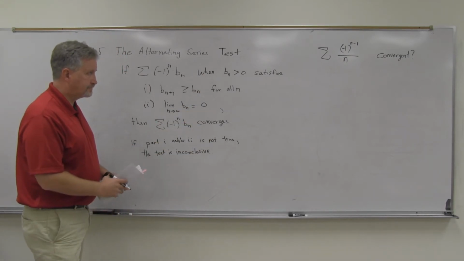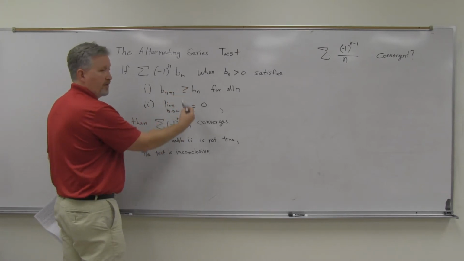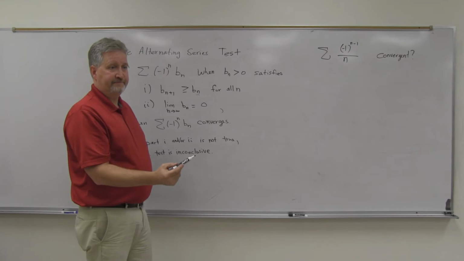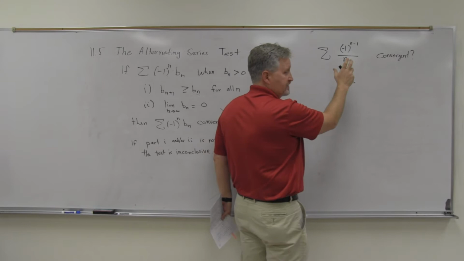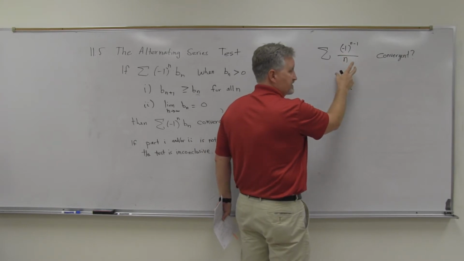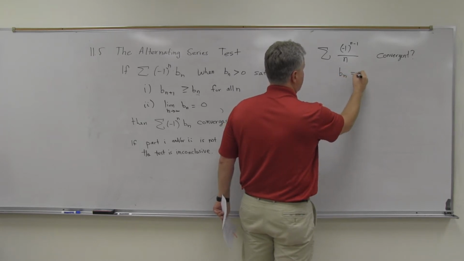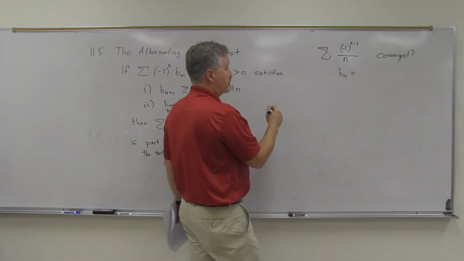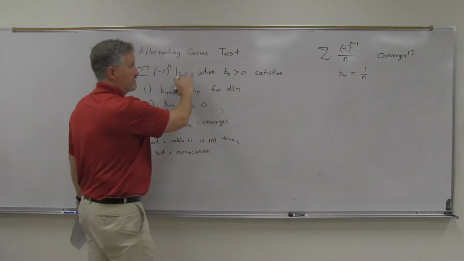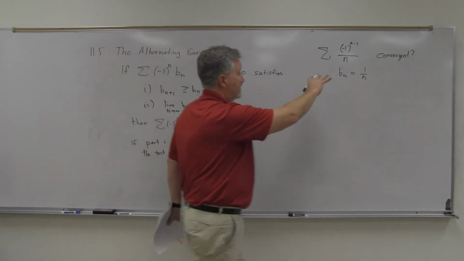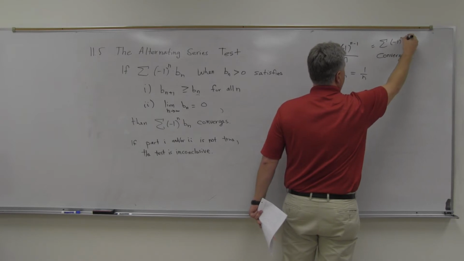Now, first of all, both part 1 and part 2 depend on b sub n. So we need to establish what b sub n is here, and sometimes it's more obvious than others. What is my b sub n here? 1 over n. b sub n is 1 over n, isn't it? I mean, it's not quite in this format because you've got the divide by n there, but just a slight little adjustment there.